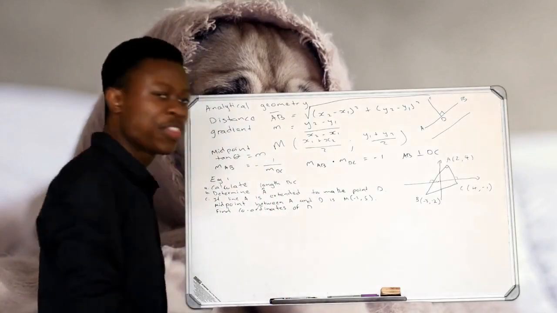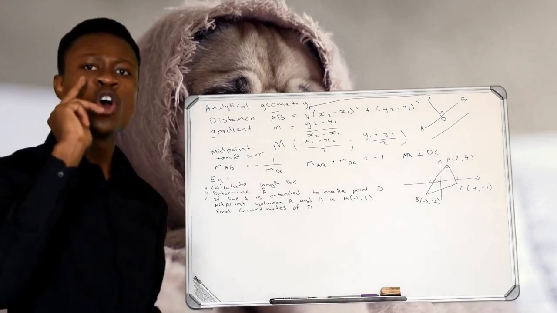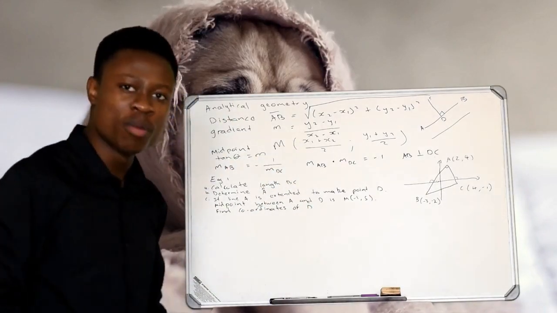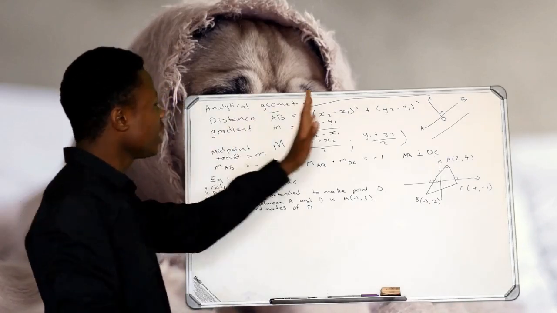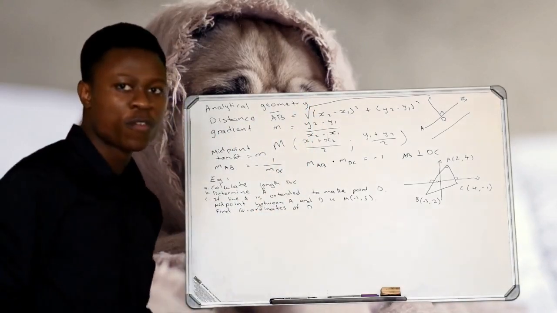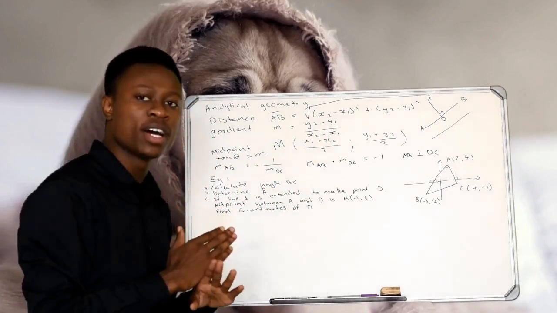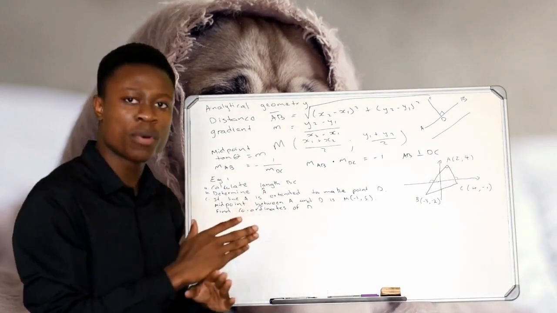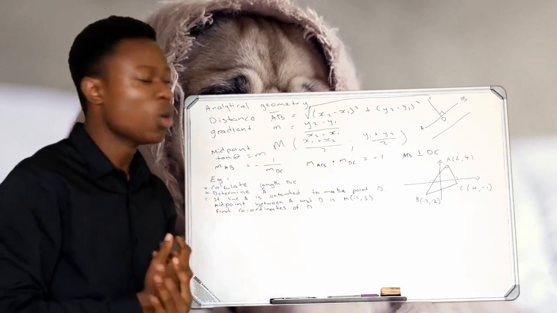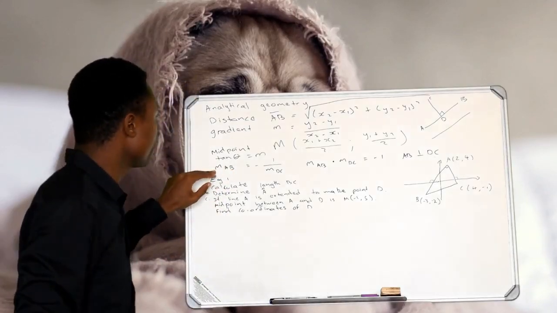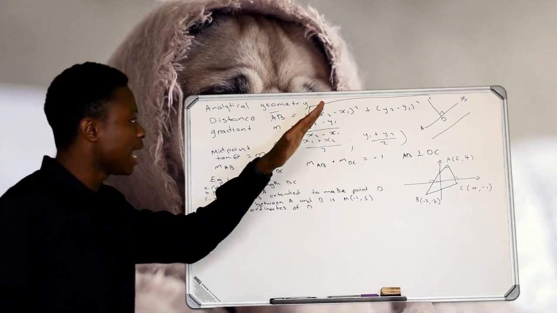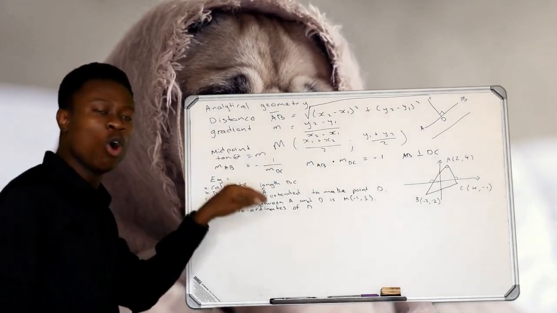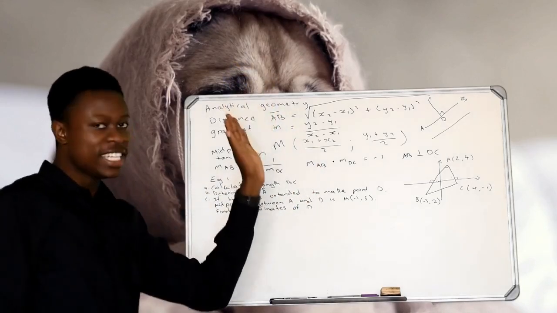But one thing you should take note of, that you use in almost every question that you get on analytical geometry, is that the gradients of a line that's perpendicular to another are inversely proportional. They are reciprocal and they are negative. What do I mean by that? This is what I mean by that. M of AB, that line there, the gradient is equal to negative 1 over M of DC.